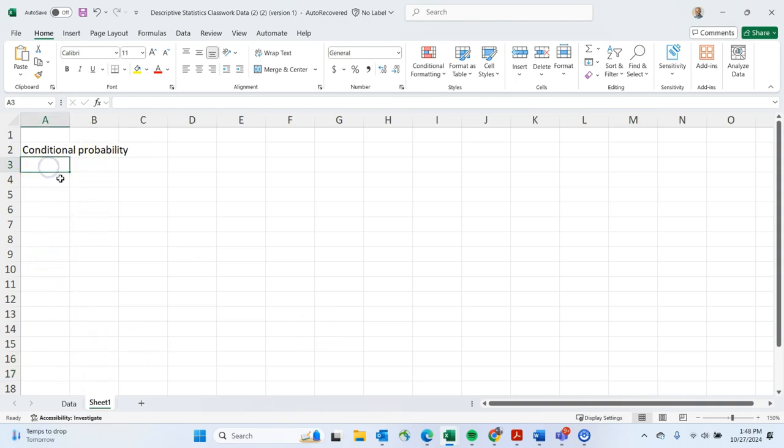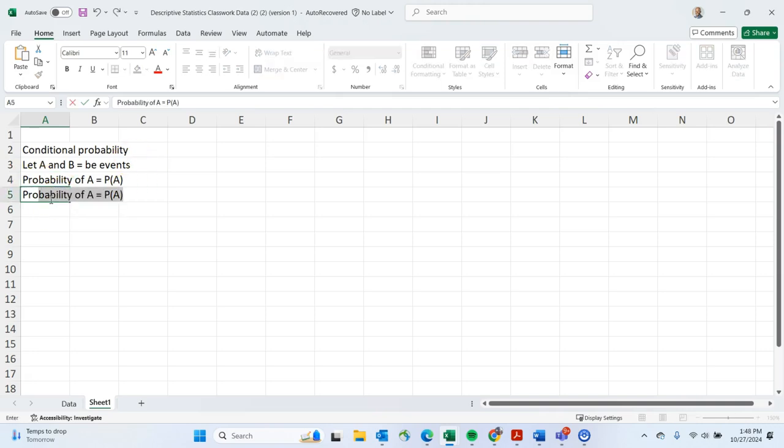So we said let A and B be events, and therefore we can write the probability of A, and also the probability of B. So if A depends on B to occur, meaning that A is a function of B, then in terms of probability we can say probability of A given B occurs. That's how we can express conditional probability.